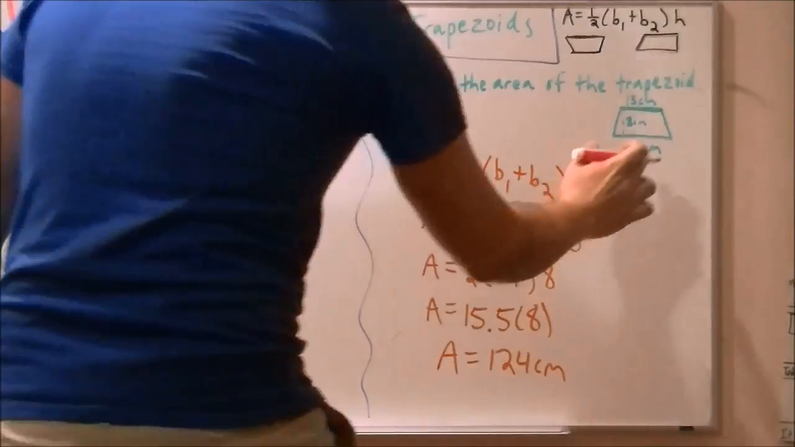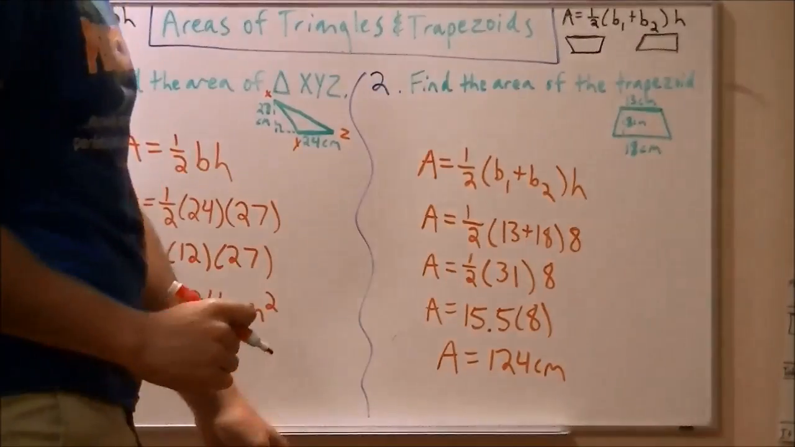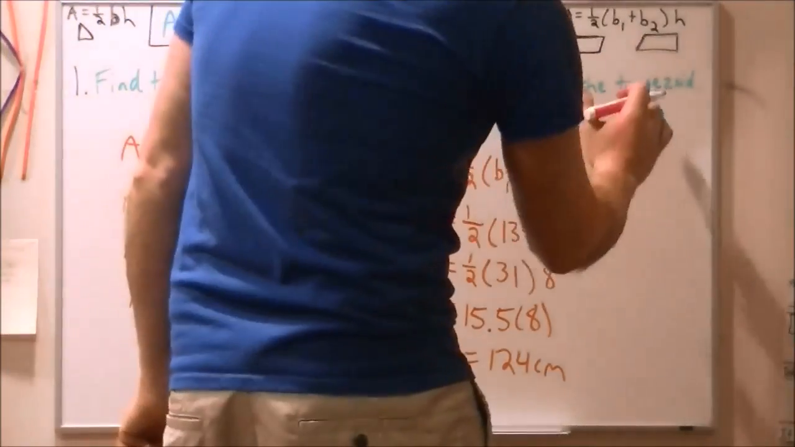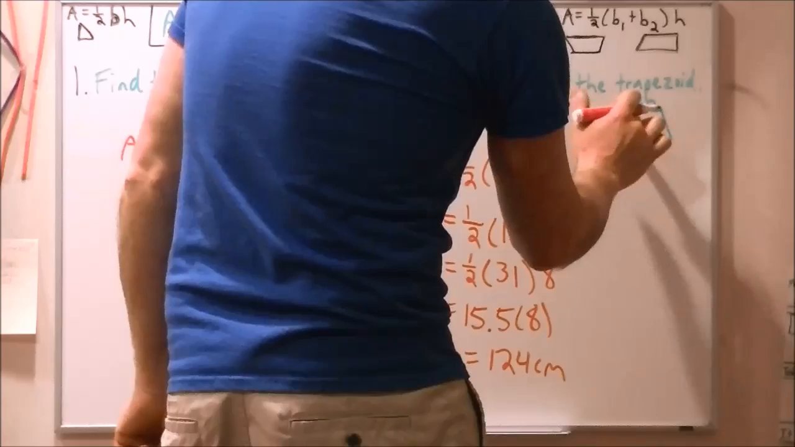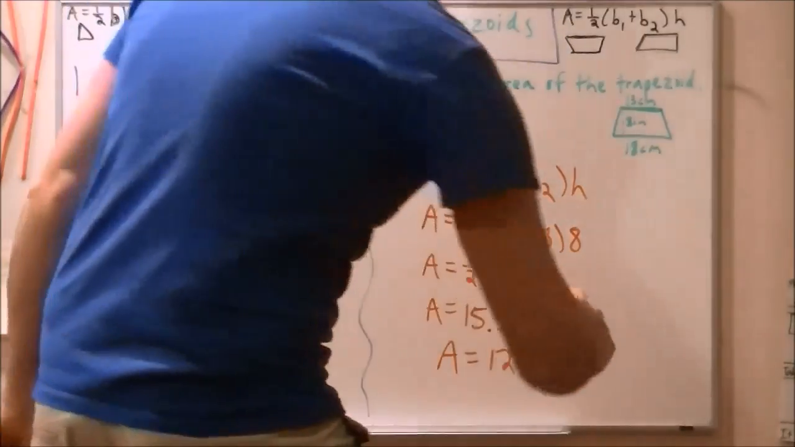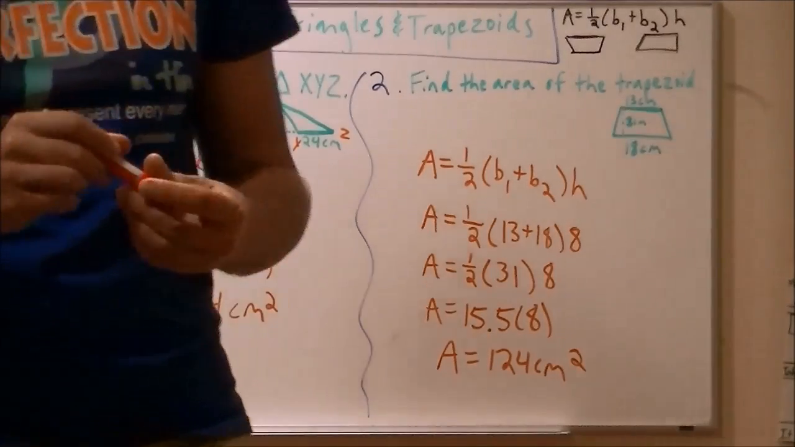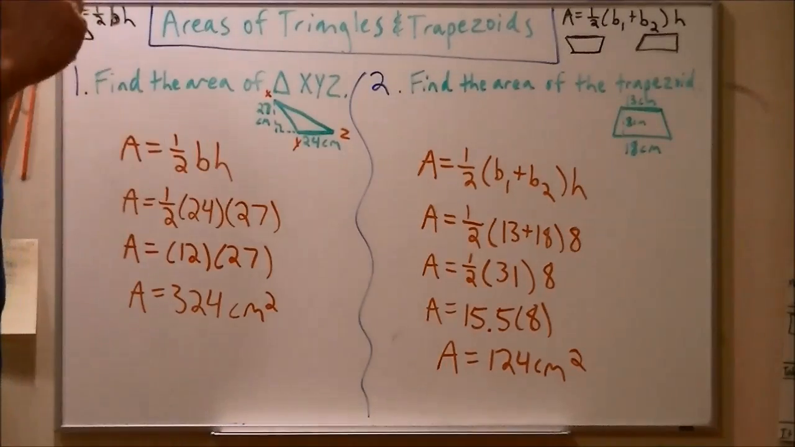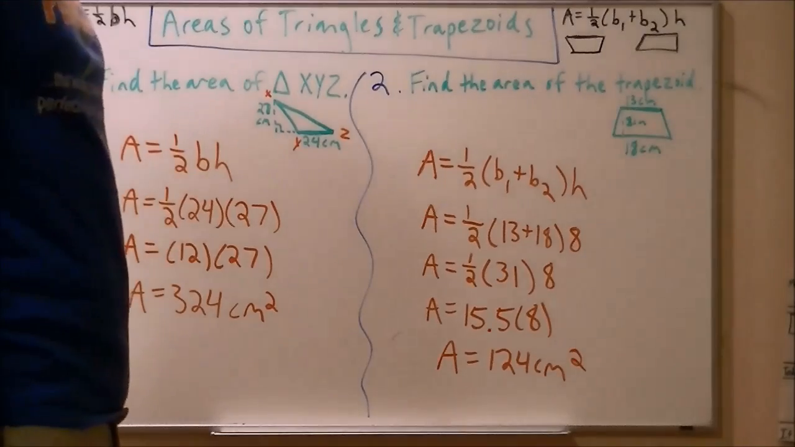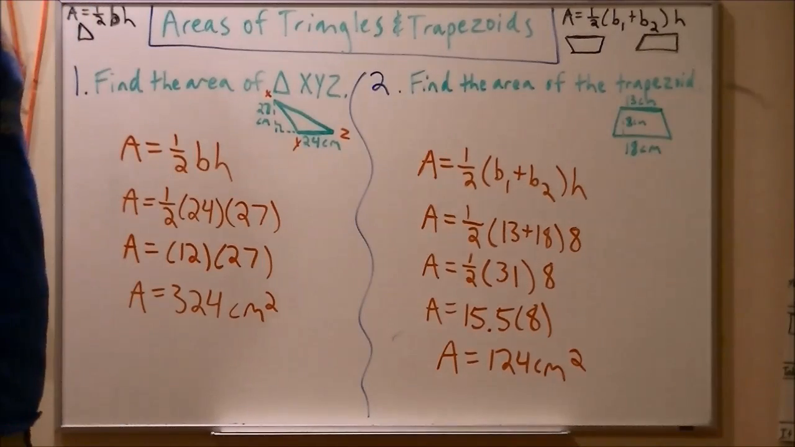Again, it's centimeters. But since we're measuring not around, but all those little squares, all those little areas inside, that's centimeters squared. Because every shape of which you're finding the area will always be your answer in units squared.